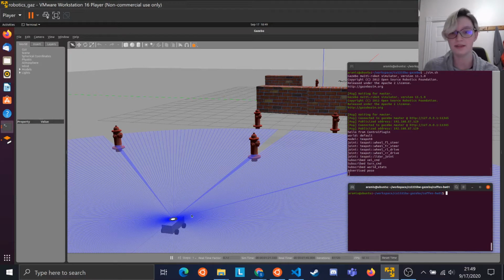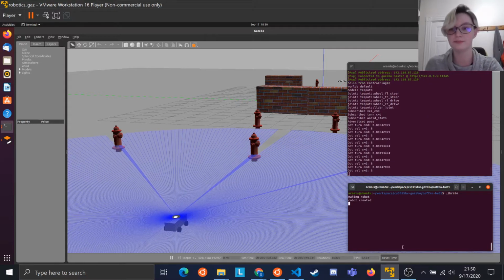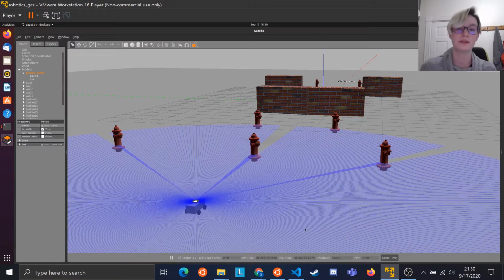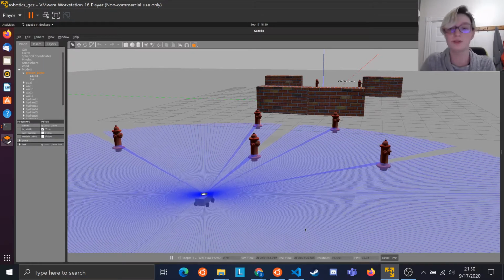As you can see here, the robot's starting in a fresh state in the sim, and we're ready to run the modified brain code. So I'll start that up here. And then if we look at the sim, we can see it moving forward. So my strategy for this homework is 2 parts.